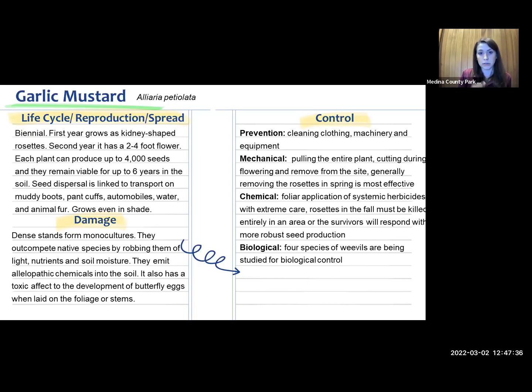So again, prevention is always key. When you're walking around in the forest, make sure that you empty the cuffs of your pants and your shoes and things like that. If you have any mud, make sure you remove the mud from your boots, so that any seeds stuck in there don't get taken to the next place. At the park district, we manually remove this every spring. If you are interested, we have lots of opportunities on the calendar. You pull the entire plant from its root.